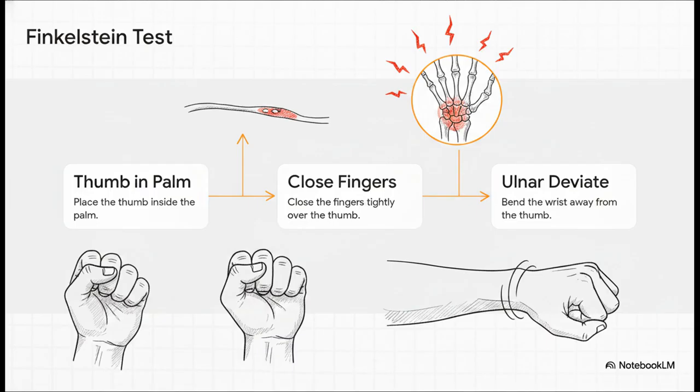Actually, go ahead and try this 3-step maneuver right now, wherever you're sitting. First, put your thumb inside your palm. Next, close your fingers tight over your thumb to lock it in. Finally, ulnar deviate your wrist. Basically, bend it away from your thumb down toward the pinky side. Feel that pulling tension? That localized stretch over the radial styloid is exactly what your affected patients are feeling every single time they turn a key in a door or lift a frying pan.